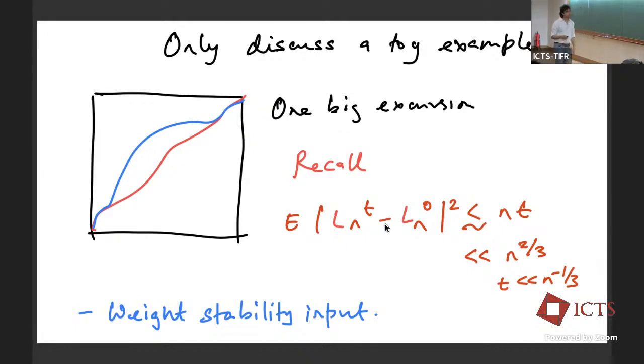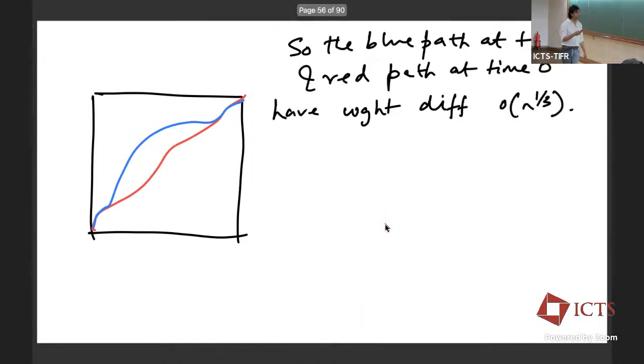Recall again that there was this stability input, that if t is small, and again, we are all in the small time regime. All we care about is the subcritical time, and we want to prove that the geodesics are similar. So we're proving things by contradiction. Let's pretend that they're different. Let's say they look like this. And also recall that their energies are somewhat similar. This was one of the inputs from the harmonic analysis. So this weight stability input is crucial.